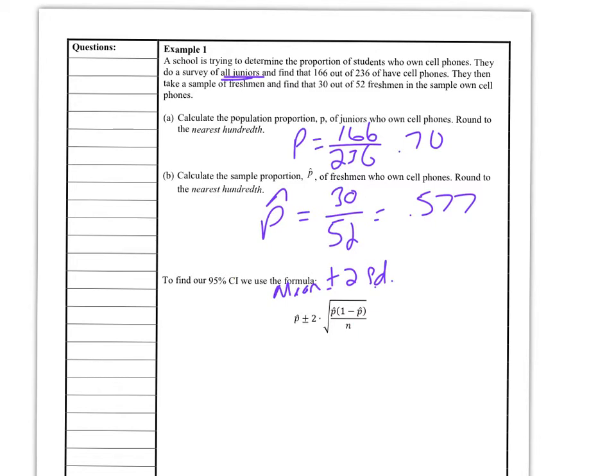So for this particular question, we had a p hat of 0.577. So 0.577 plus or minus 2 times the square root of 0.577 times 0.423, all over the sample size 52.